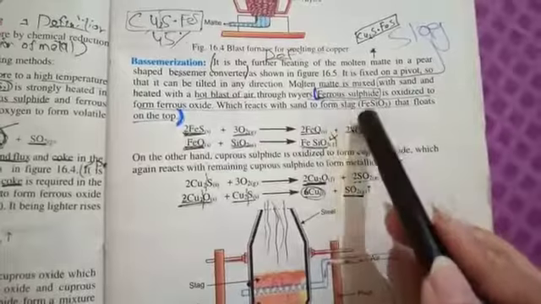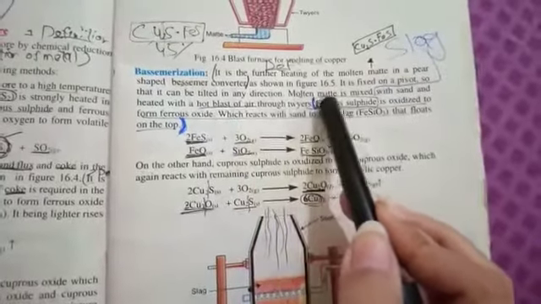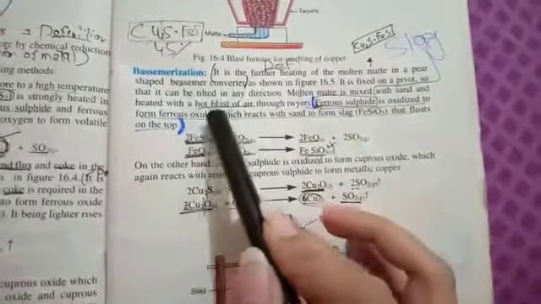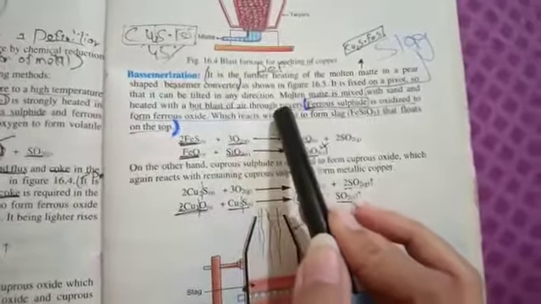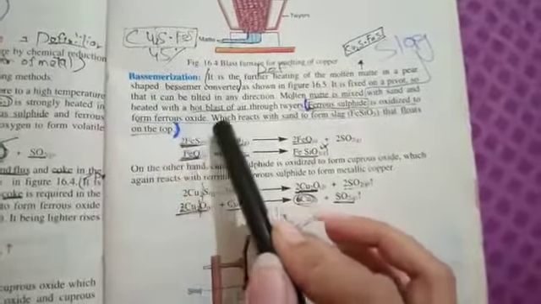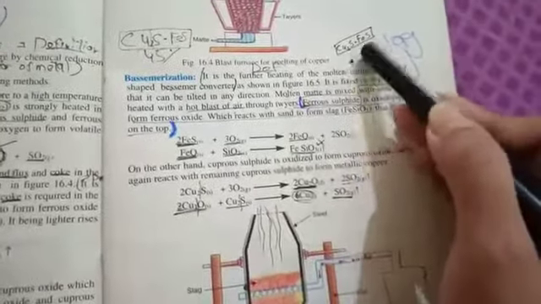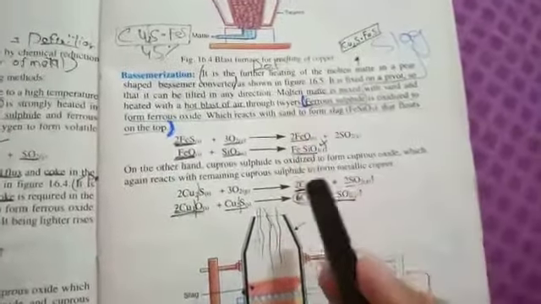So, students, just look at this. Here we will discuss the detailed mechanism and the reaction. It is fixed on a pivot so that it can be tilted in any direction. Molten matte is mixed with sand and heated with a hot blast of air through the tubes, and the ferrous sulfide is oxidized to form ferrous oxide, which reacts with the sand to form the slag, which floats on the top. Now, students, as you know, the heating of the cuprous sulfide and the ferrous sulfide takes place in the bessemerization chamber, or the Bessemer converter.